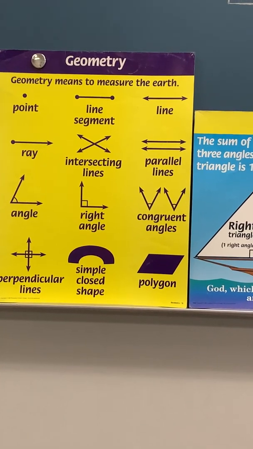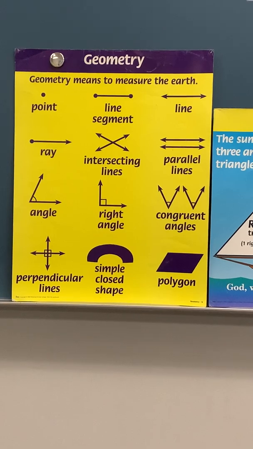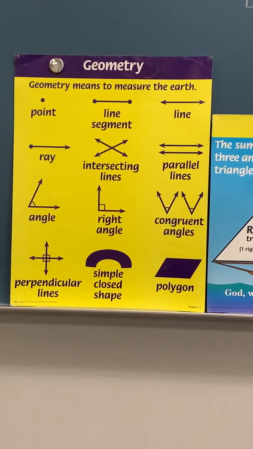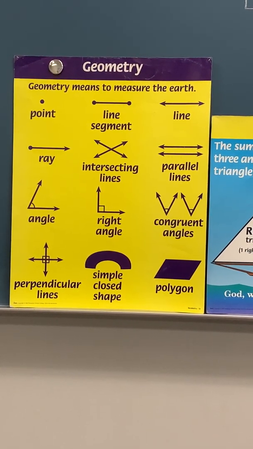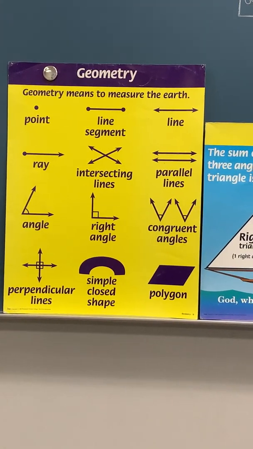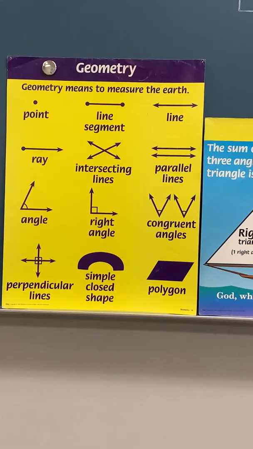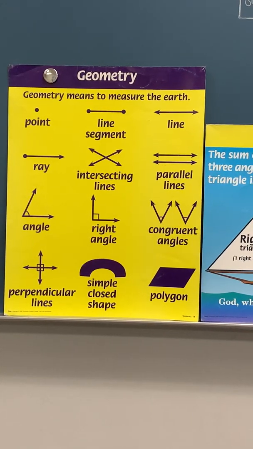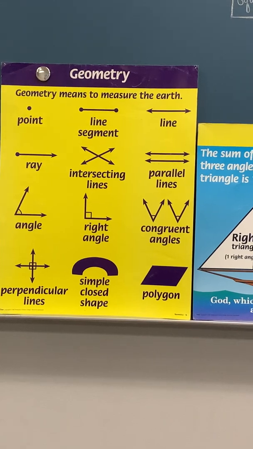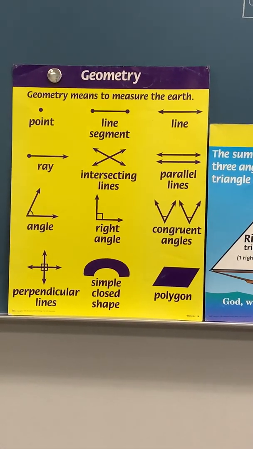You also have angles. It can be any size angle. It doesn't matter if it's small or large. Then you have a right angle, which will always have that little square in the corner that you know it is 90 degrees. Then you have congruent angles, which means that they are the exact same type of angle.